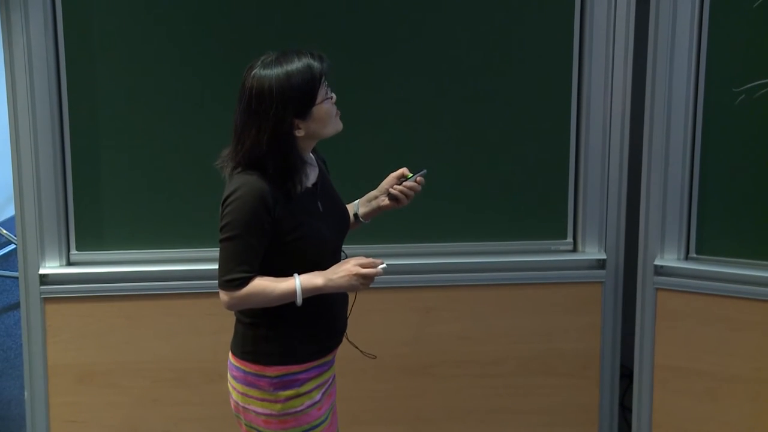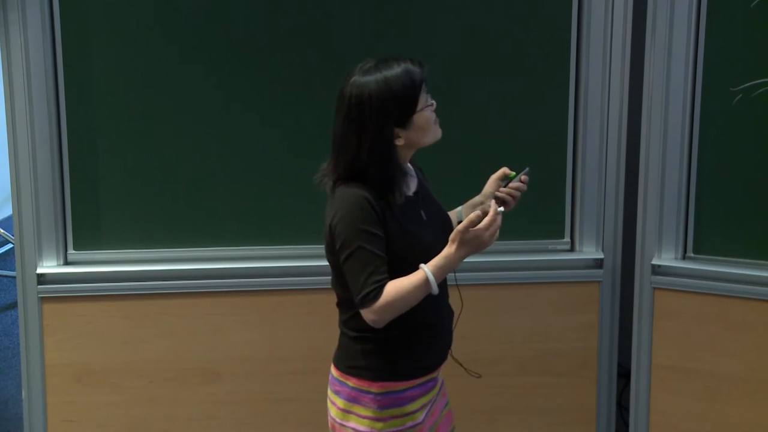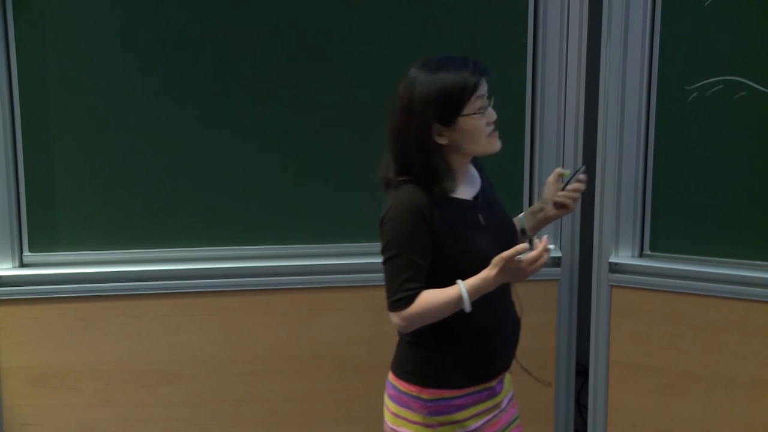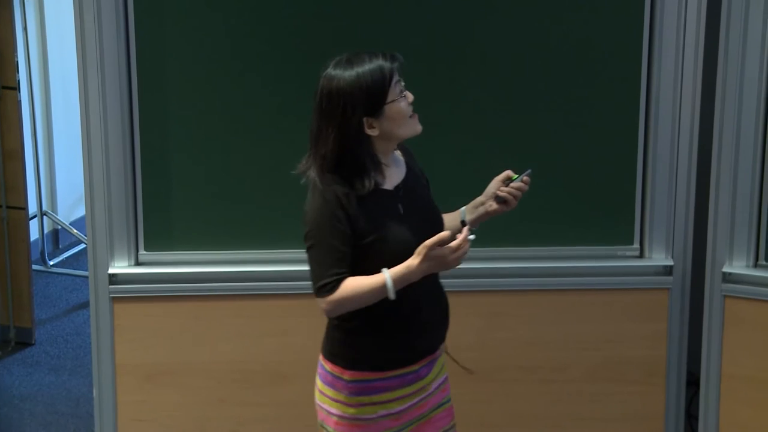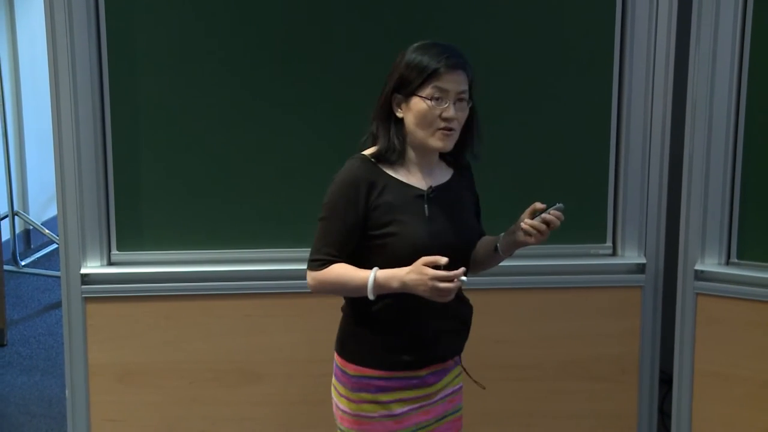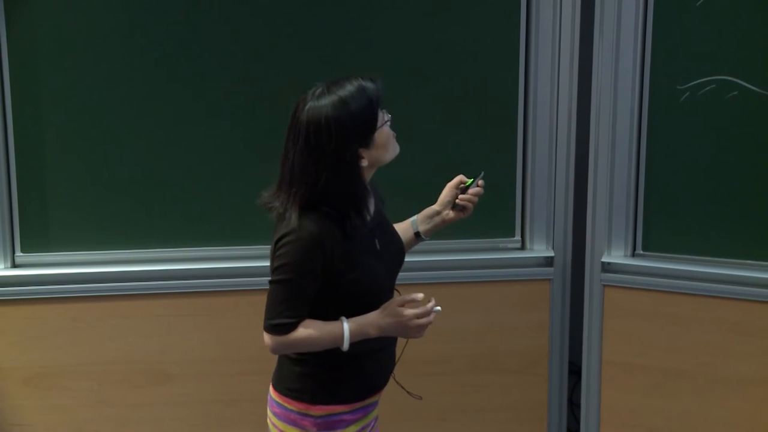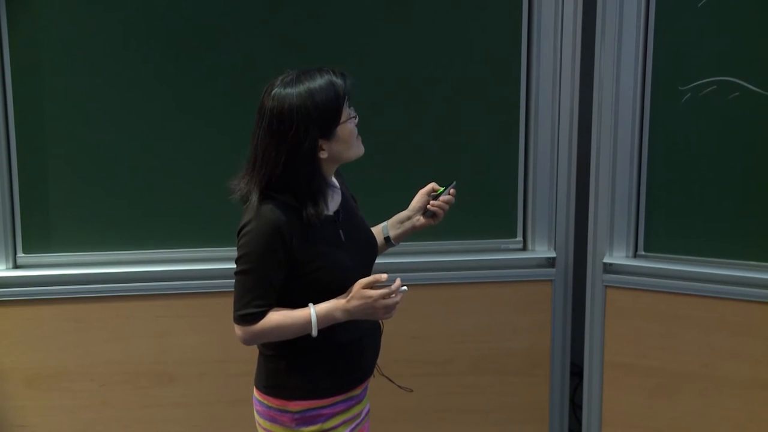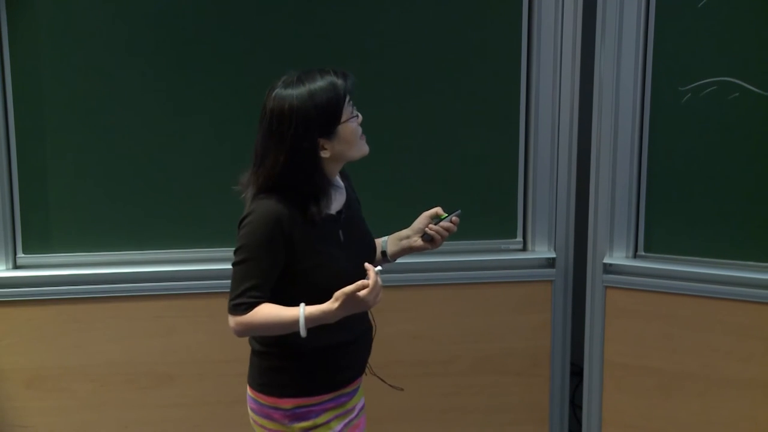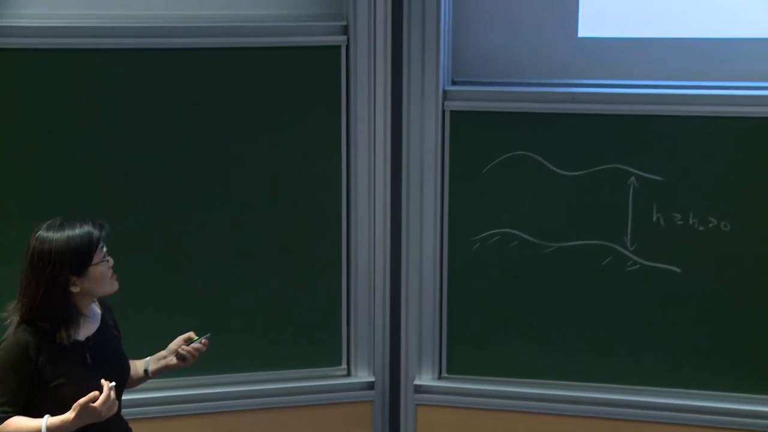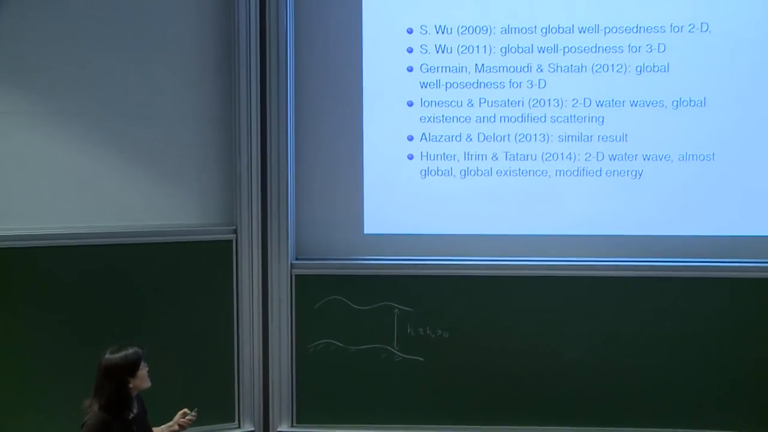Okay, so Germain, Masmoudi, and Shatah gave a different approach independently for global existence, and they also get scattering, okay, for the 3D case. The method they use is the so-called, they call it, space-time resonance method. Okay. And now the 2D work has been extended independently by Ionescu, Pusateri, and Alazard-Delort to global, where they also both showed modified scattering. But all of them are small, smooth, and localized data.